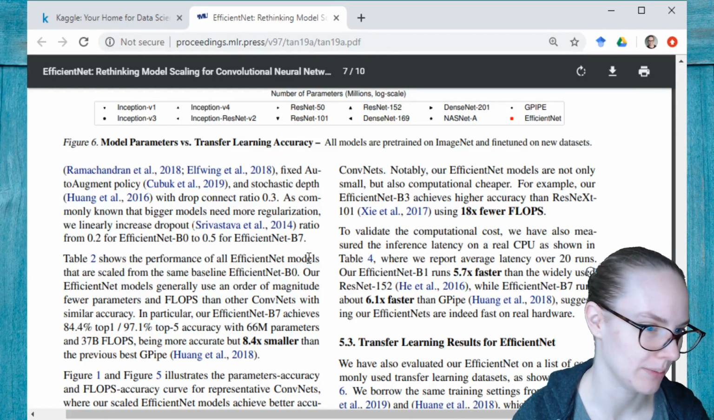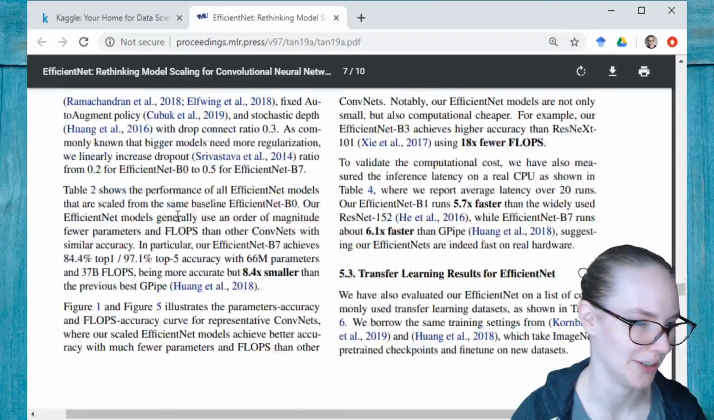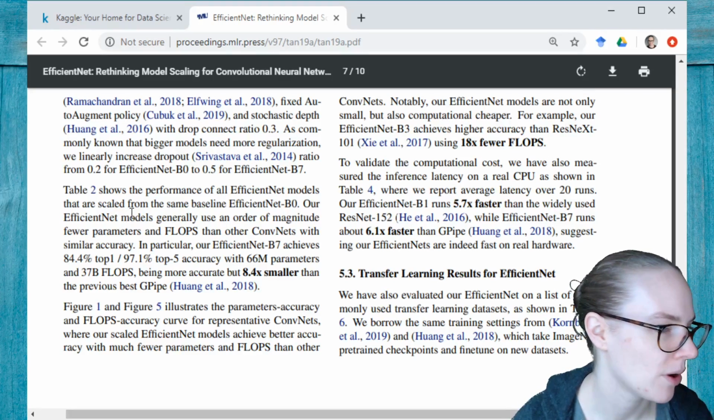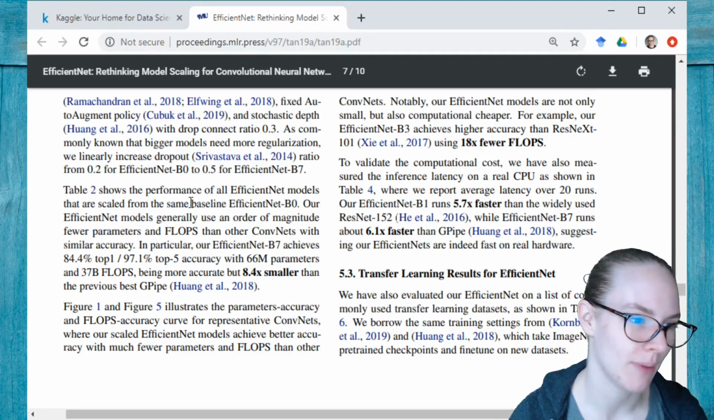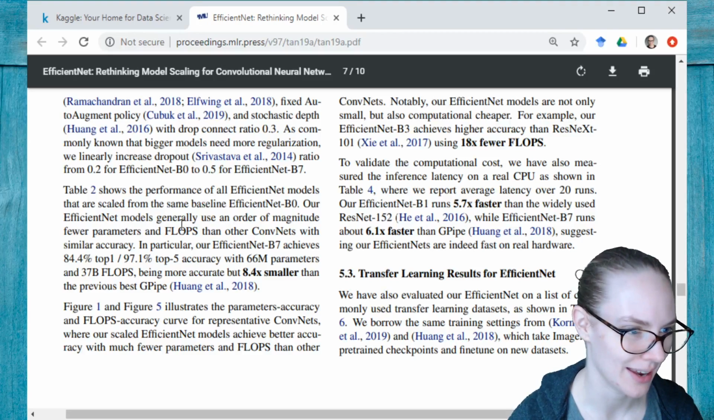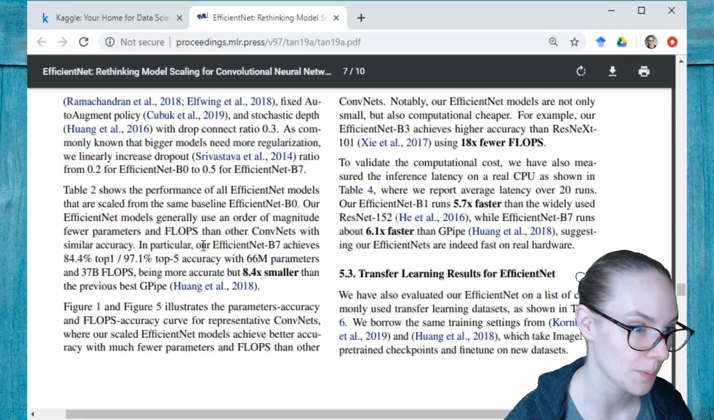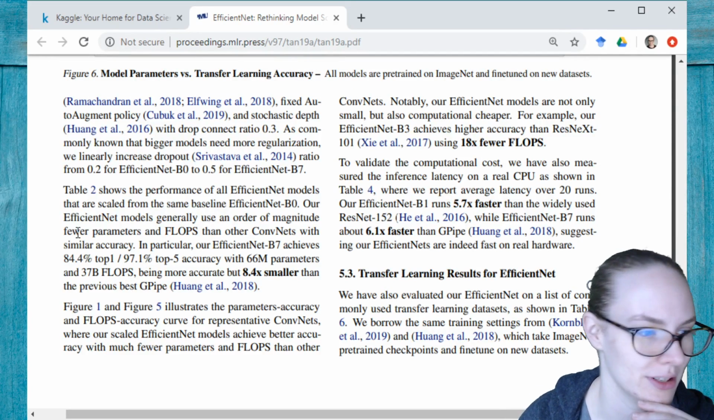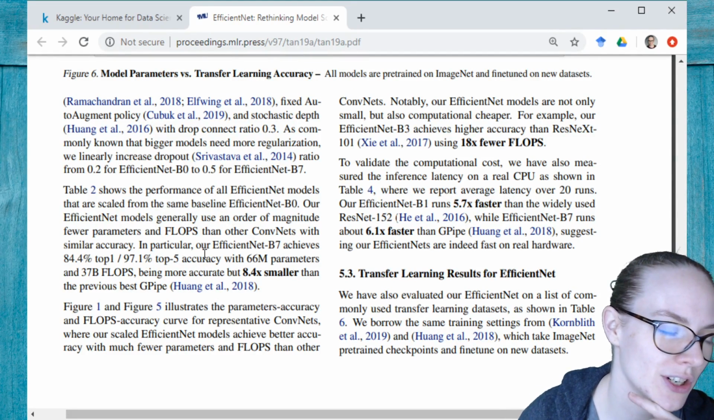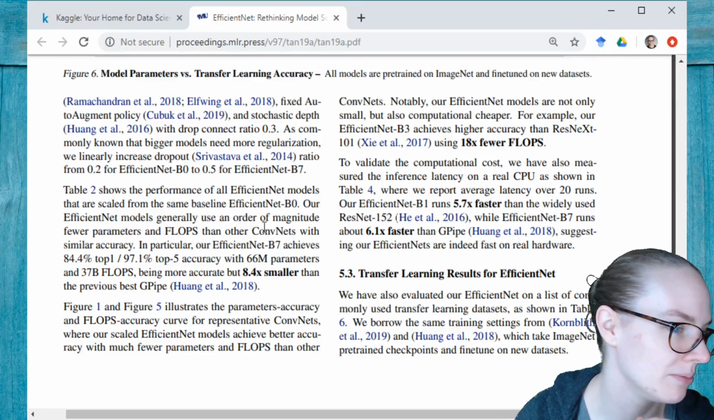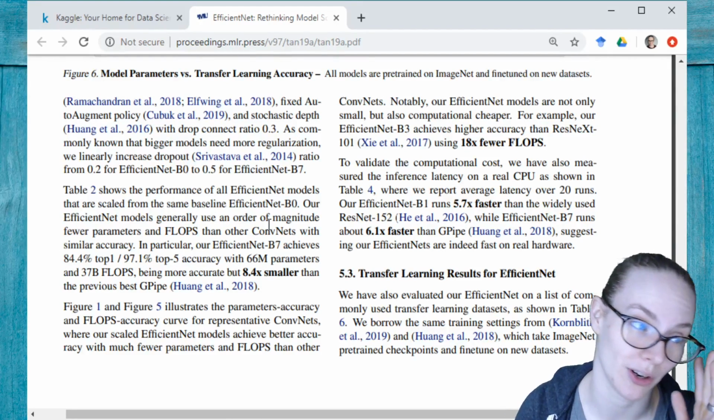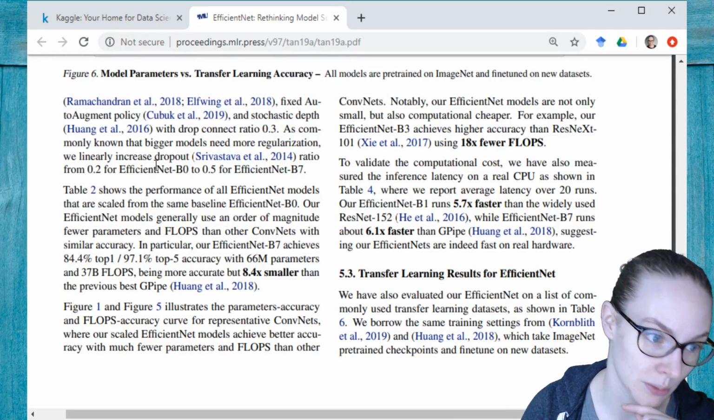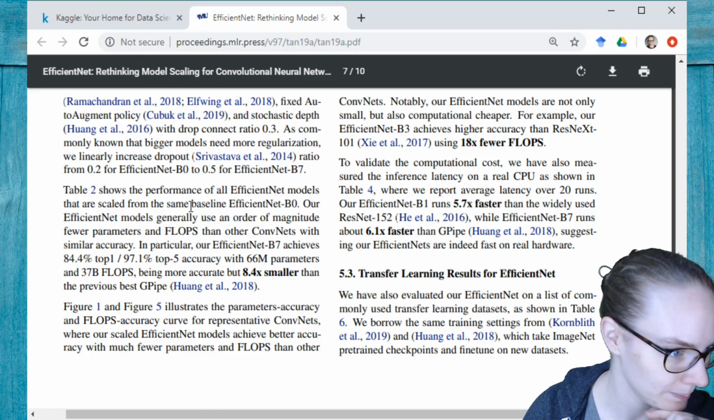So the increased dropout as the models get bigger, those are just implementation details. I don't think we need to dive into those too deeply. Table 2 shows the performance. I already read that. Our EfficientNet models generally use an order of magnitude fewer parameters and FLOPS than other convnets with similar accuracies, which is what we found going through the table. In particular, our EfficientNet B7 achieves really good accuracy with 66 million parameters and 37 billion FLOPS, being more accurate but 8.4 times smaller than the previous best GPipe.